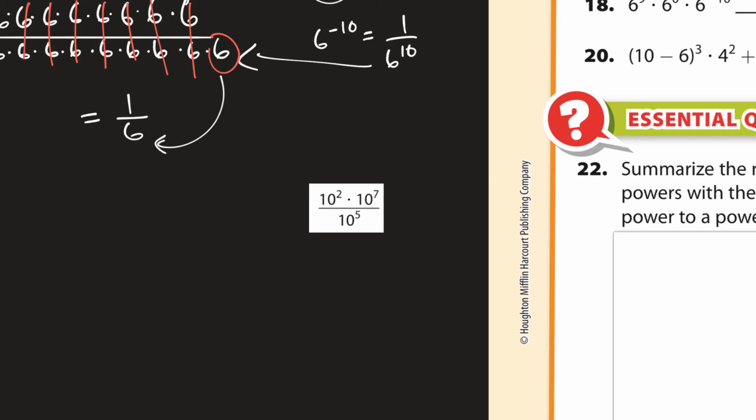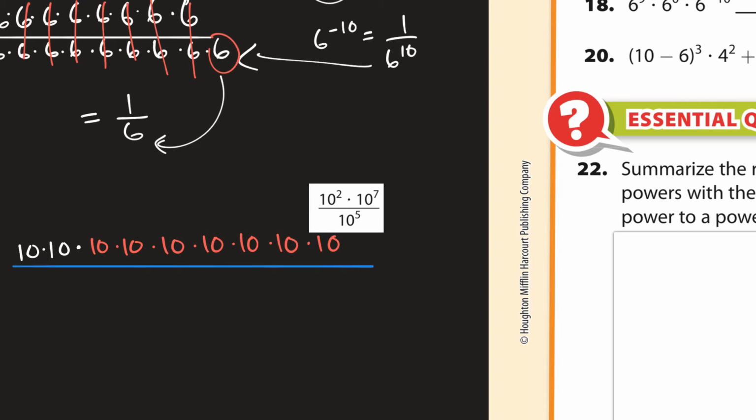So for this one, 10 to the second. 10 to the second is 1, 2 times 10 to the 7th. You know what? I'm going to do that in a different color. 10 to the 7th. 1, 2, 3, 4, 5, 6, 7. And then we're going to have this all on top of 10 to the 5th. And I'll put 10 to the 5th in a different color. 10 to the 5th, 1, 2, 3, 4, 5.